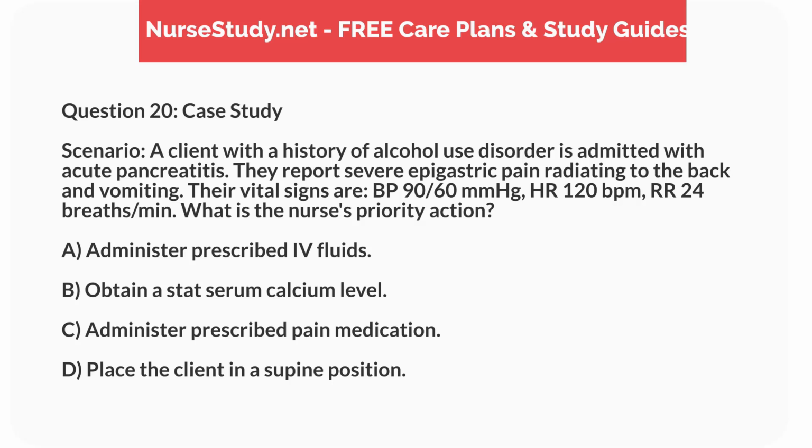Their vital signs are BP 90/60 mm of mercury, heart rate 120 beats per minute, respiratory rate 24 breaths per minute. What is the nurse's priority action? A. Administer prescribed IV fluids. B. Obtain a stat serum calcium level. C. Administer prescribed pain medication. D. Place the client in a supine position.